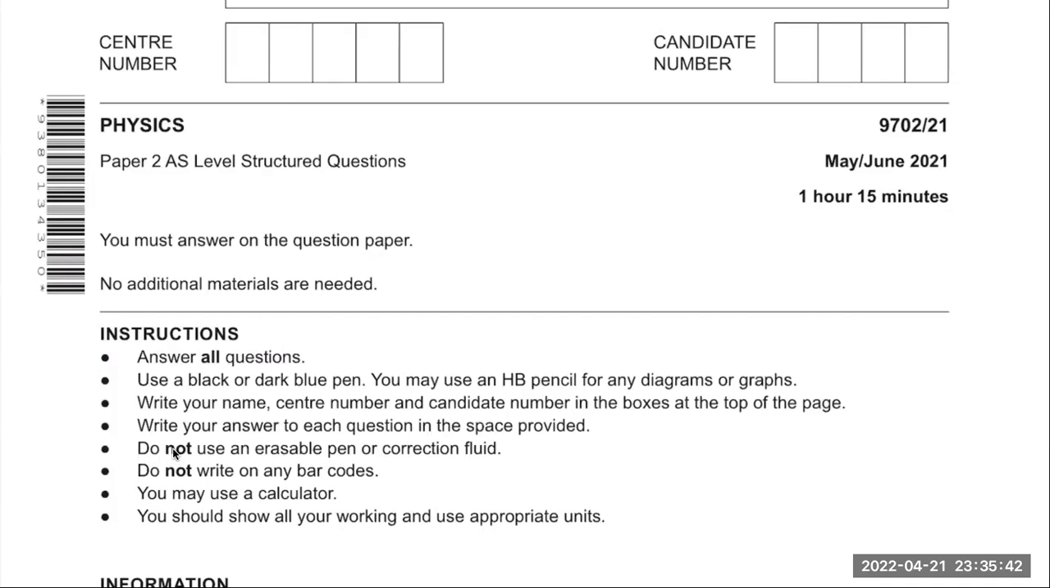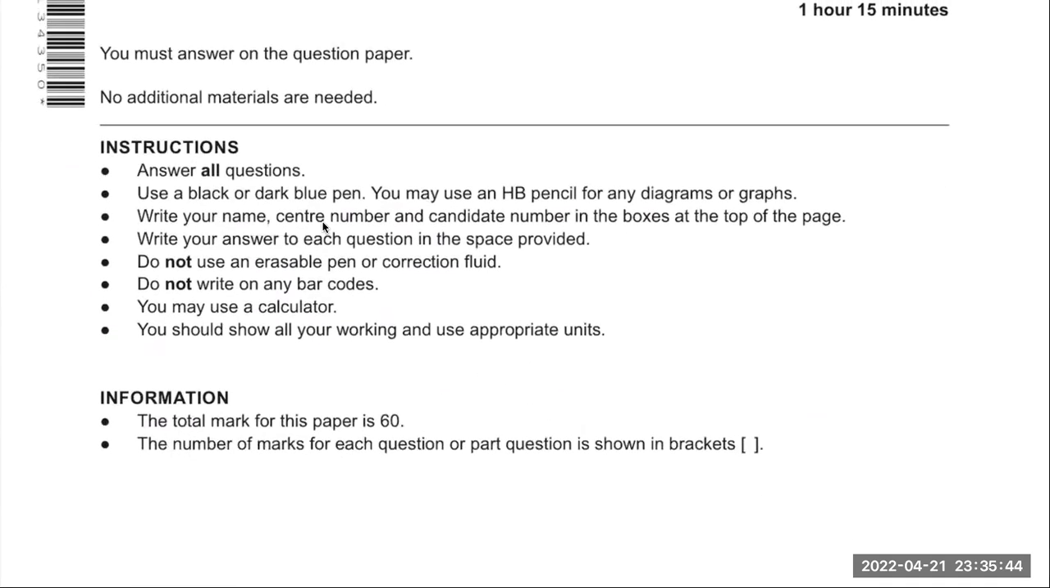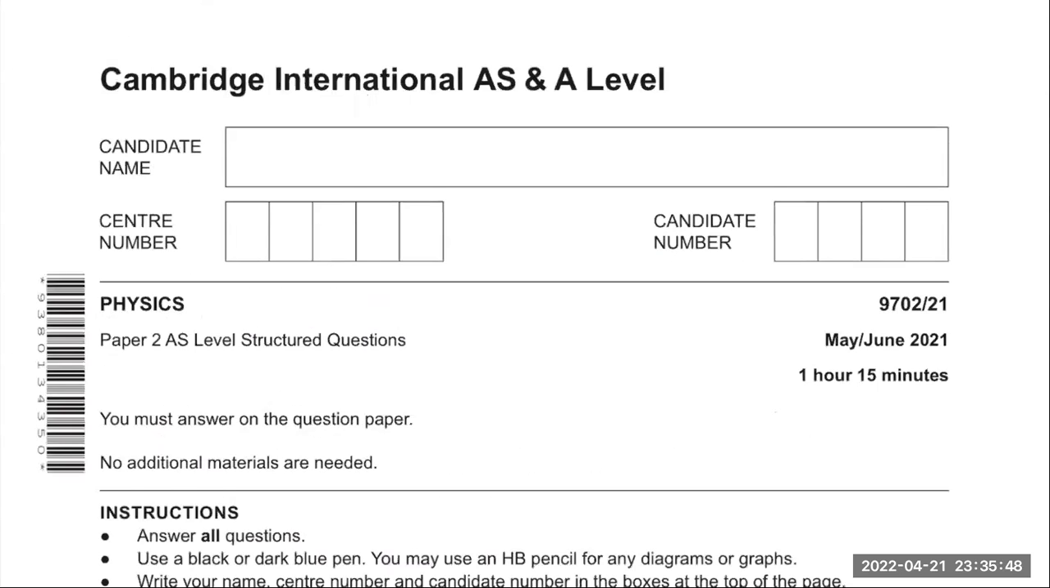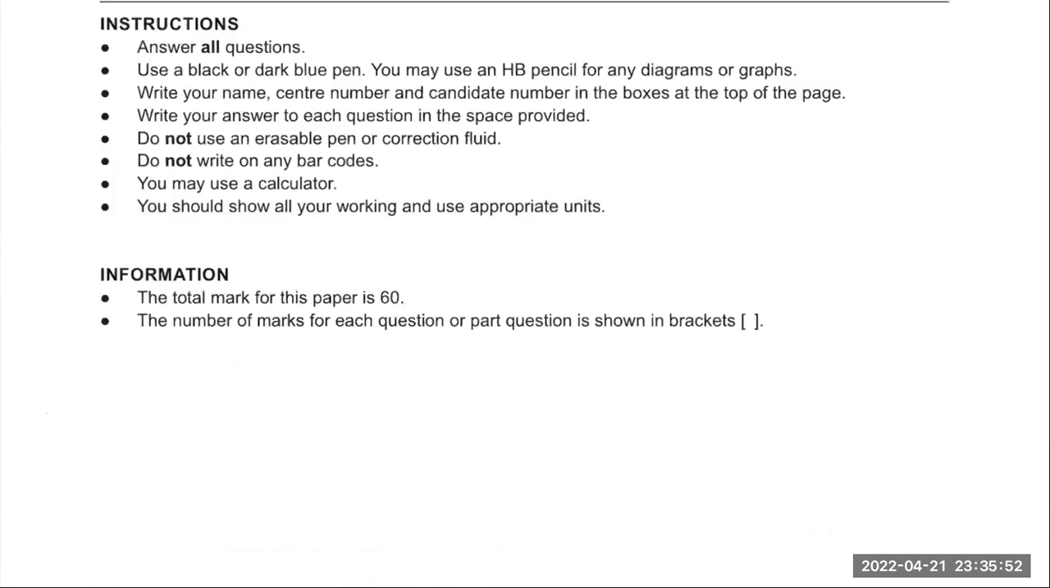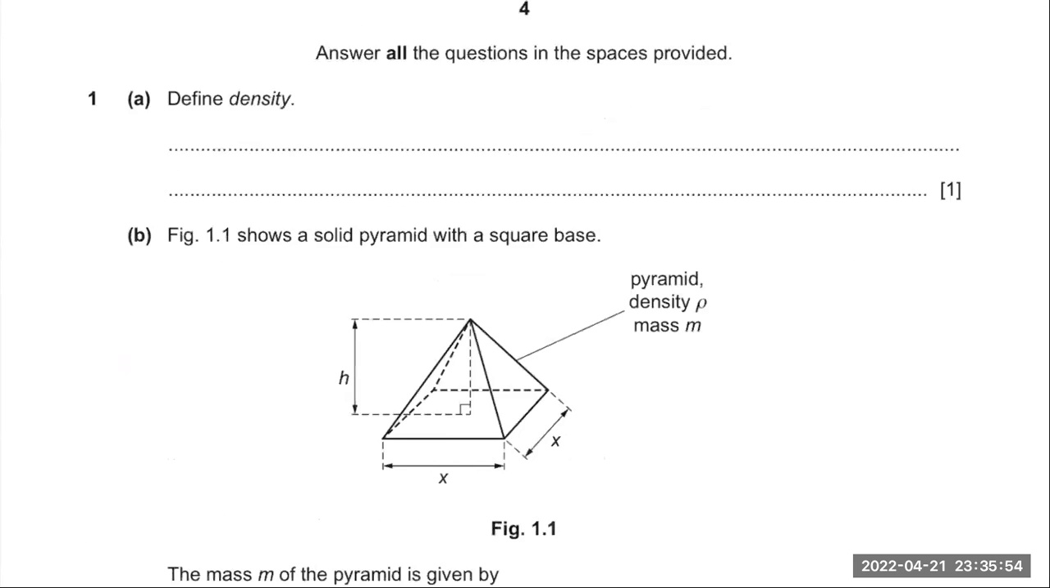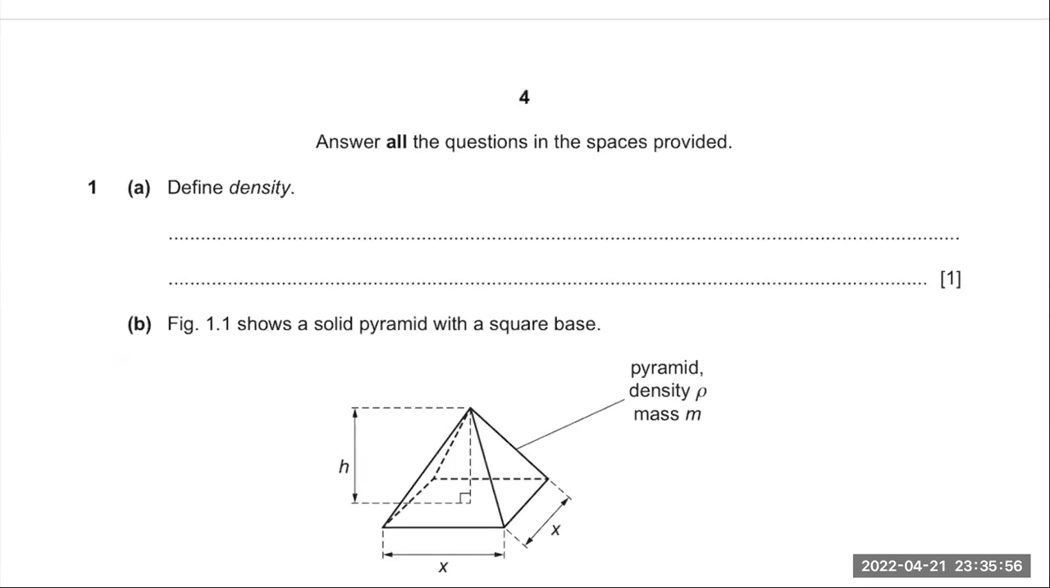Okay, so the first question. This is May, June 2021, question paper 2, variant 1. The first question says, define density. Density is mass per unit volume, or it is the ratio of the mass of an object to the volume of that object.